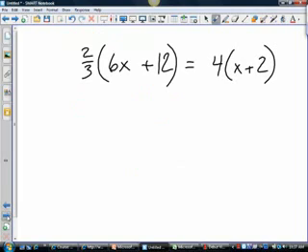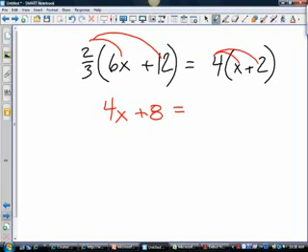If you look at this next problem, I'm going to distribute again on both sides. Again, reminder on the fractions, it's going to be 6 times the 2 on top and then divide by 3, so that'll leave you with 4x. And 12 times 2 is 24, divided by 3 is 8. And then on this other side, distribute, and you get 4x plus 8.